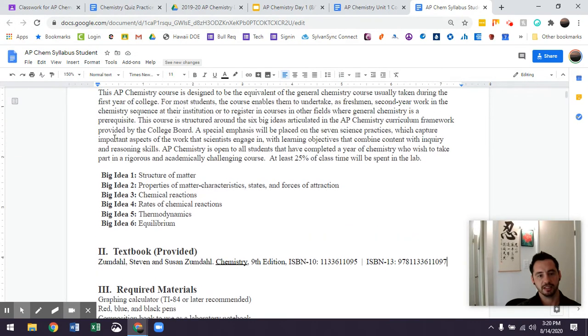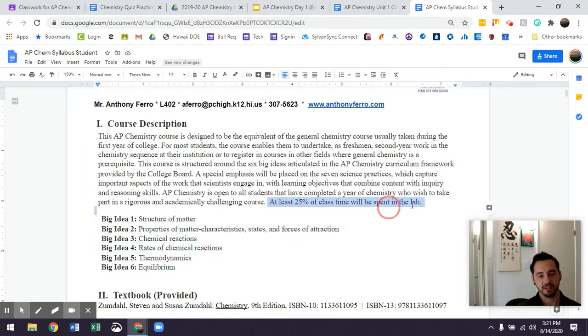The course itself is separated into 6 big ideas here, and you'll see as we go through what each one of these means. 25% of the class time is supposed to be spent in lab. I'm going to try and do online labs to make that possible, but I doubt it'll be 25% of the time unless we can get back into the classroom. Hopefully if we get back in the classroom, we can do a whole bunch of labs. I may even just give you the data for labs and then ask you to complete them with the data that's given to you. But that's not as much fun as actually doing the labs.